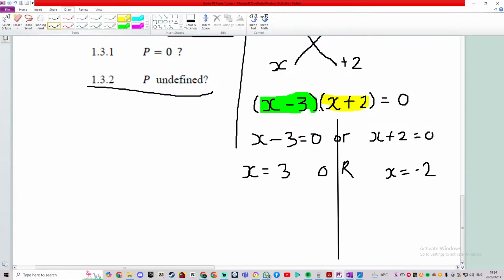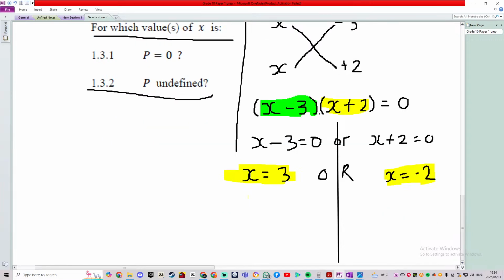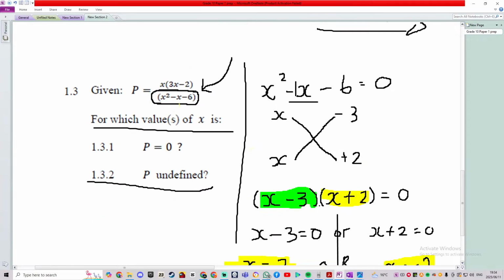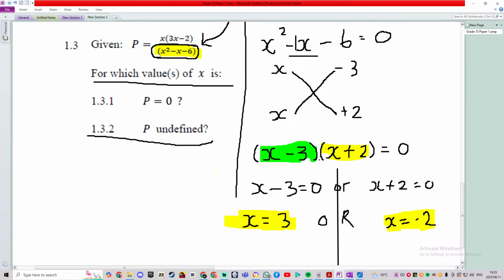So these are now my two possibilities to make p undefined. Okay, so I have figured out which values of x will make p undefined, because I know that if this here equals to 0, then this entire fraction will be undefined. That is why I let this equal to 0. I solved it by factorizing because it was a trinomial. I got my two possibilities, and these are the two possible answers that would make p undefined. Okay, any questions? No questions? Okay.